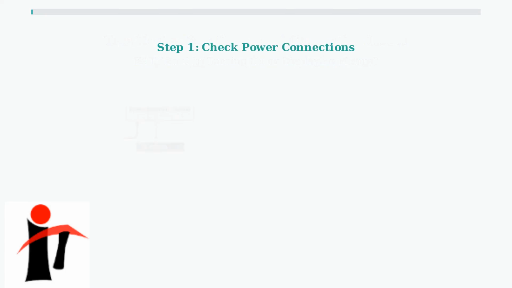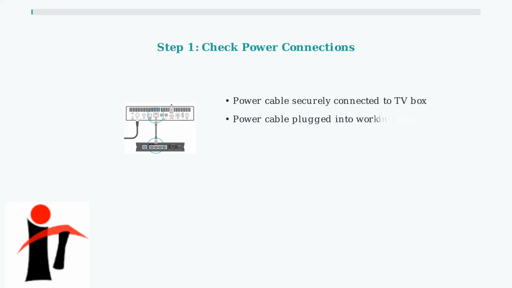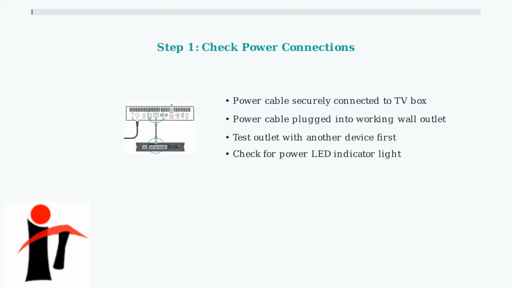First, let's tackle power-related problems. Make sure the power cable is securely connected to both the TV box and the wall outlet. You can see the power connections highlighted in blue circles here. Test the outlet with another device to confirm it's working properly.